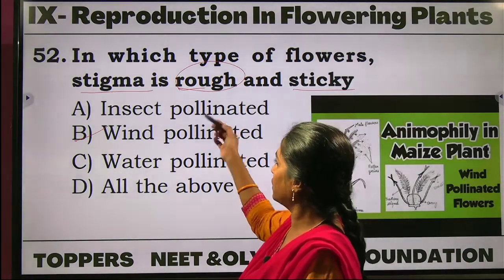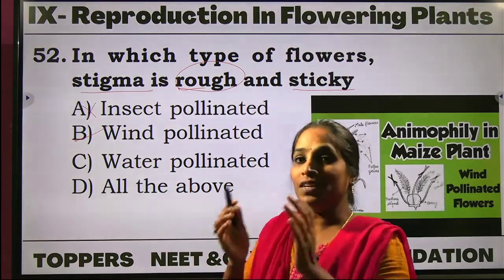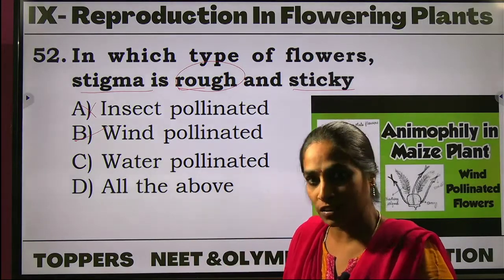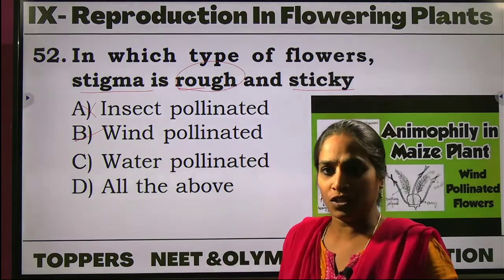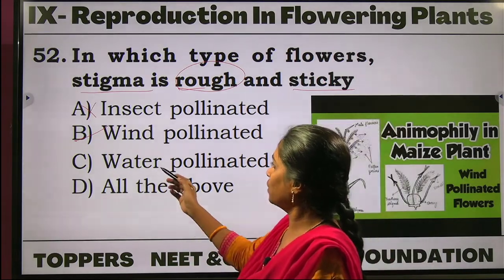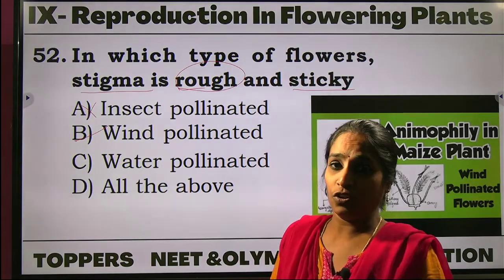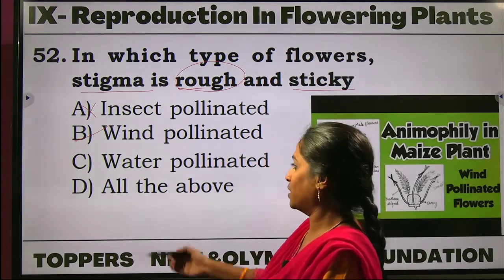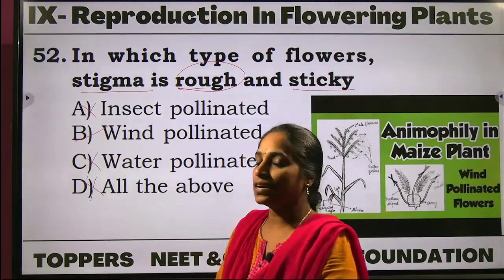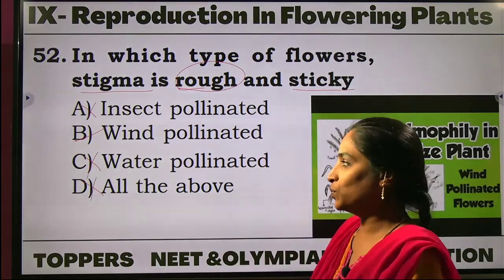Insect pollinated is the wrong option. Why? Because insects are the agents, they just fly towards the flowers, so the stigma might be sticky or not sticky, it is not an issue. And even in water pollination we can't observe a sticky stigma, it must be non-sticky, so obviously this is the wrong option. A, C, D are the wrong ones and option B is the correct one, right?